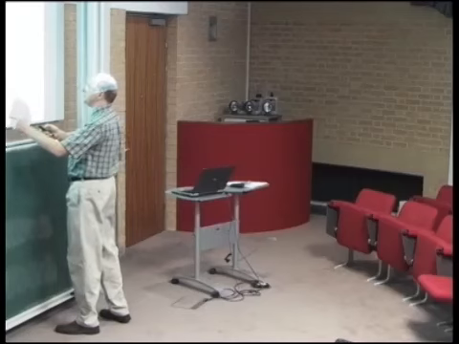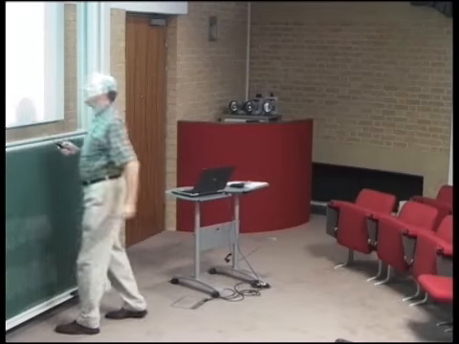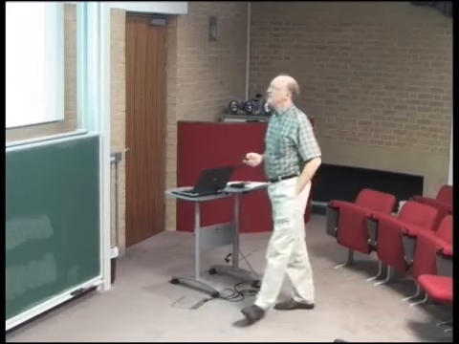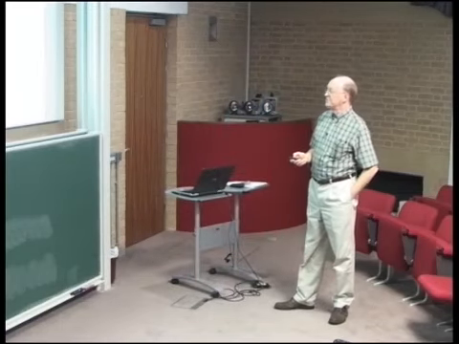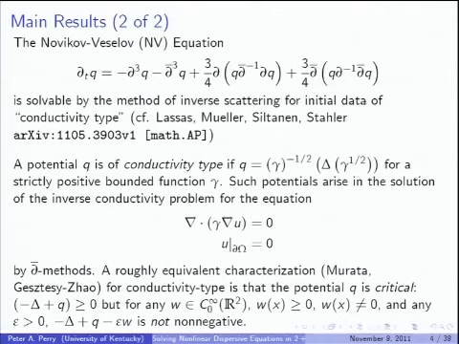And I'm sorry, this is supposed to be U restricted to the boundary of omega is some F. One looks at the map between those F's and the Neumann data, and one attempts to reconstruct the conductivity in the interior. So what are potentials of conductivity type?